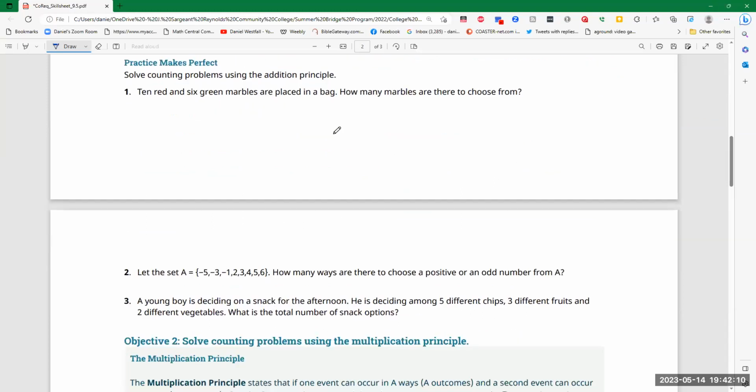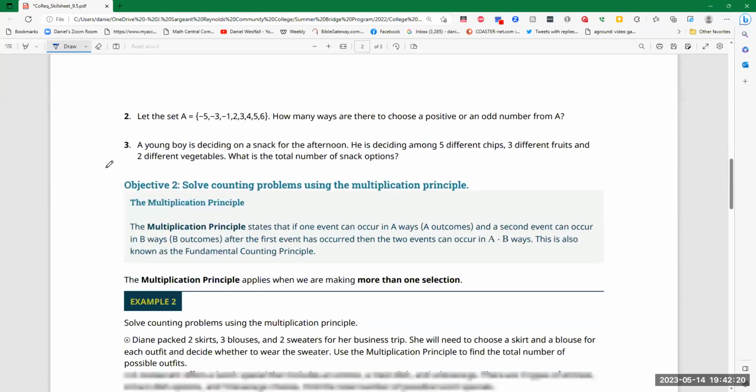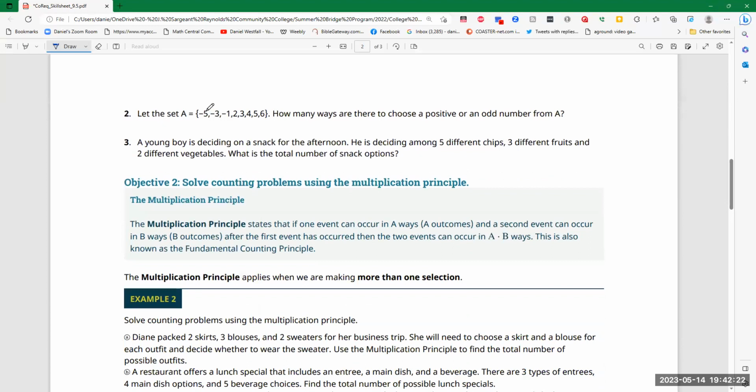There's 10 red and 6 green marbles placed in a bag. How many are there to choose from? 10 red plus 6 green. There's a total of 16 marbles in the bag. Let A be the set -5, -3, -1, 2, 3, 4, 5, 6. How many ways are there to choose a positive or an odd number? So all the positive numbers, 2, 3, 4, 5, 6. There's 5 positives plus.